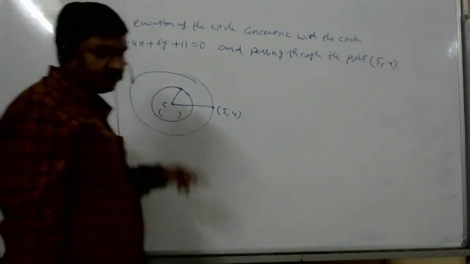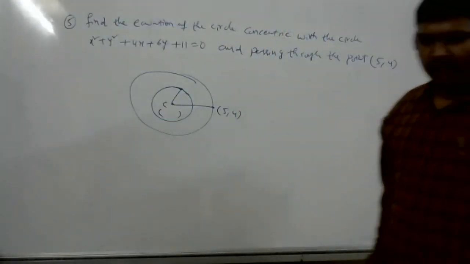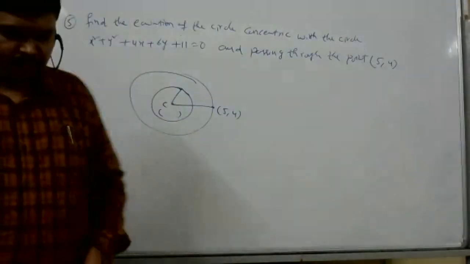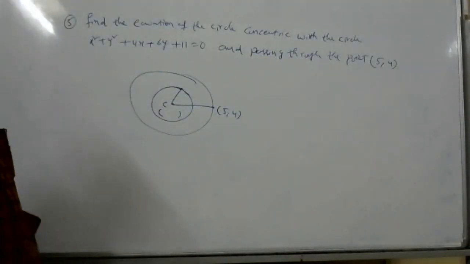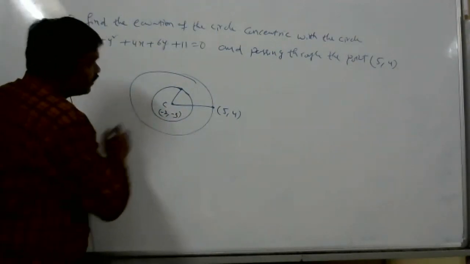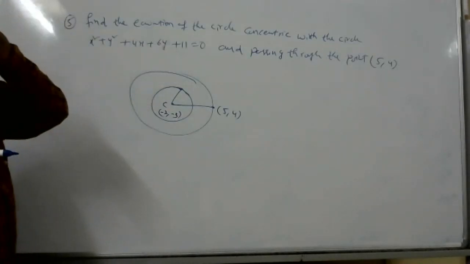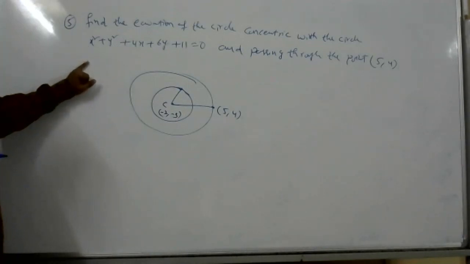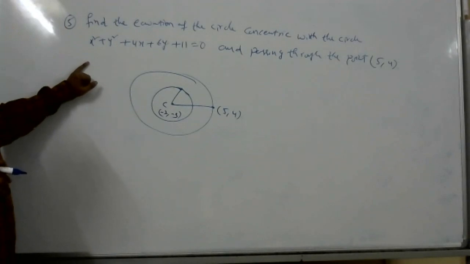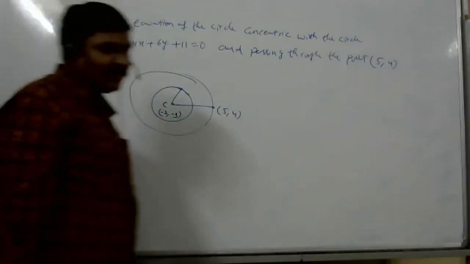Center, find. Center is -2 comma -3. Sir, don't do that method, sir. You taught us that 4 is equal to -2h, no, sir? Yes, -2h. So we can find h. Correct. Okay.